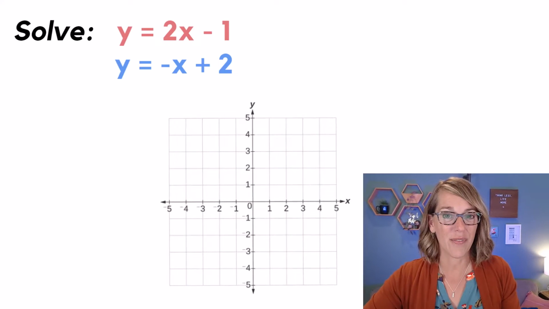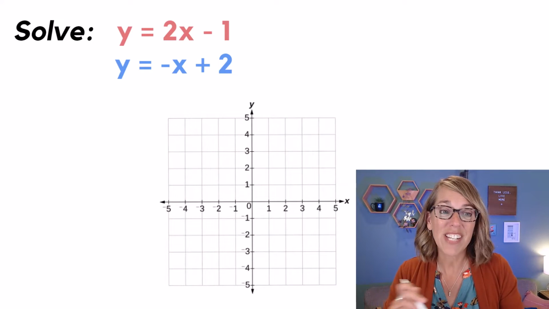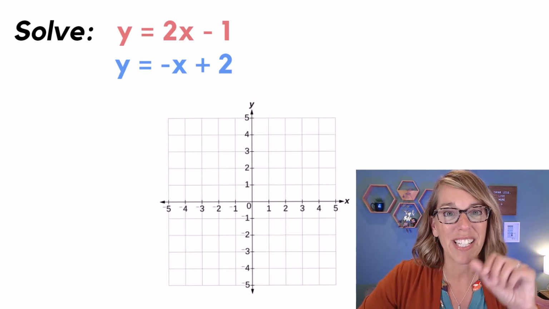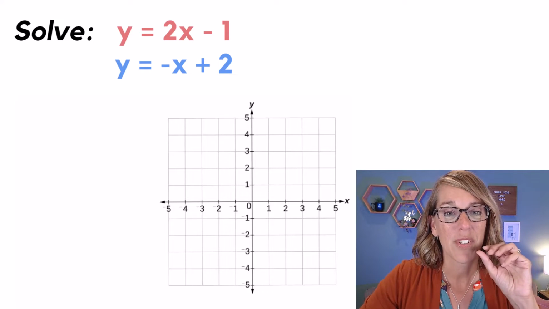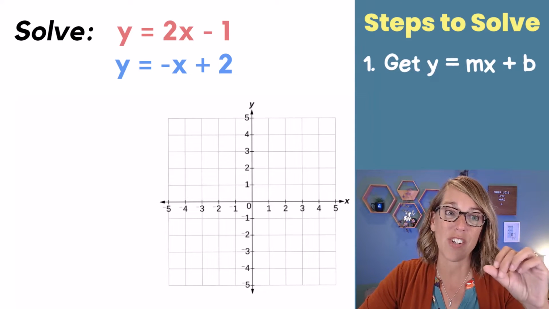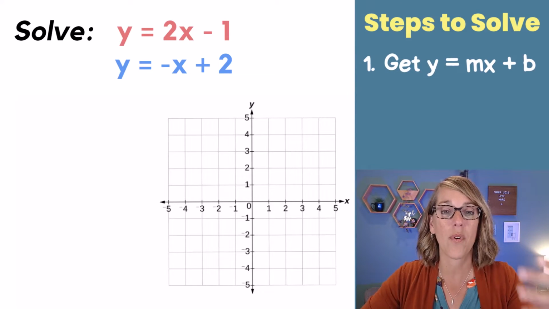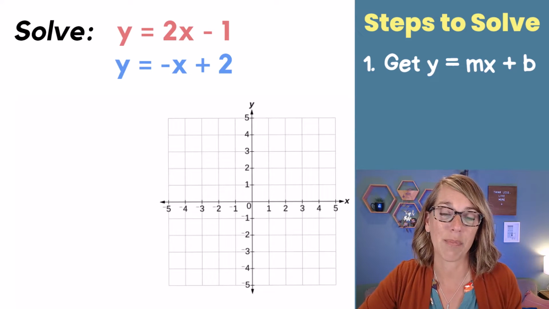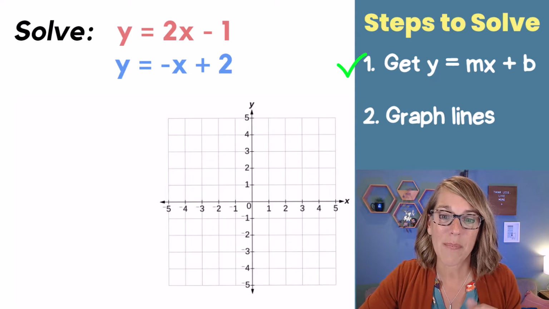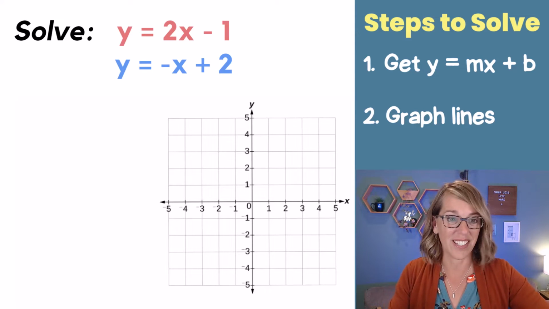Let's go ahead and solve this first one and find out which case we've got. As I'm going through this, I want to give you some really easy steps to follow. If you're solving by graphing, the first thing you want to do is get both equations in slope-intercept form, y equals mx plus b, and I've got that. So I'm ready for my second step, and that's to graph both of these lines.